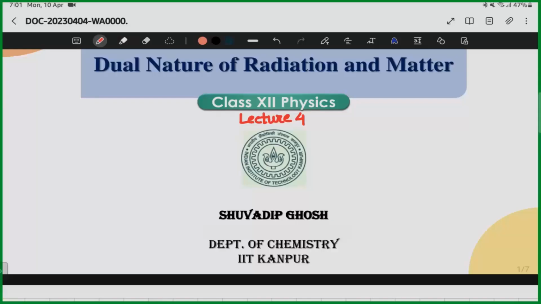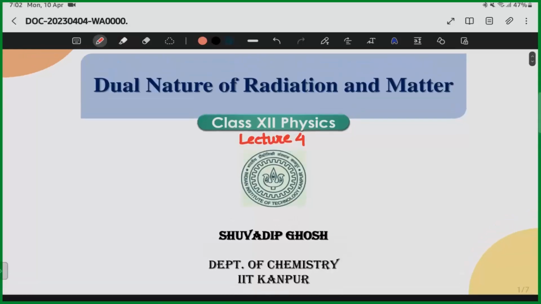So this is our lecture 4 of this topic, dual nature of radiation and matter. Till now, we have first discussed the cathode ray, and in the first class the cathode ray and the experiments, the photoelectric effect, determination of q by m ratio. Later we discussed in detail the photoelectric effect, the experiment, the observation, the explanation, and at the end we introduced the particle property of the wave of light, so that we can explain the observation of the photoelectric effect.